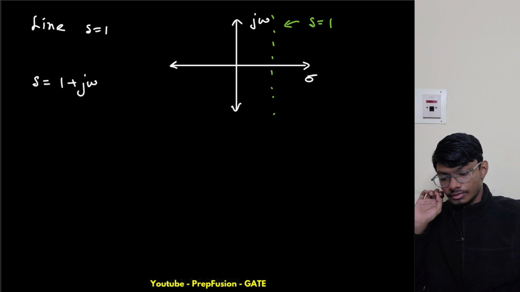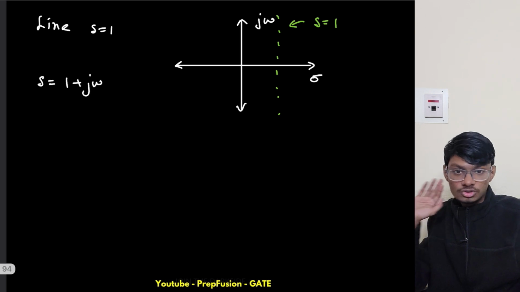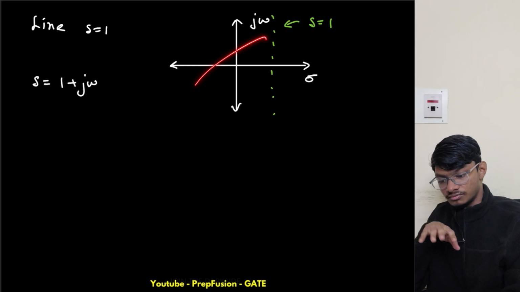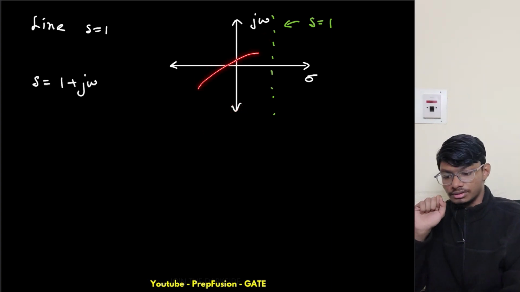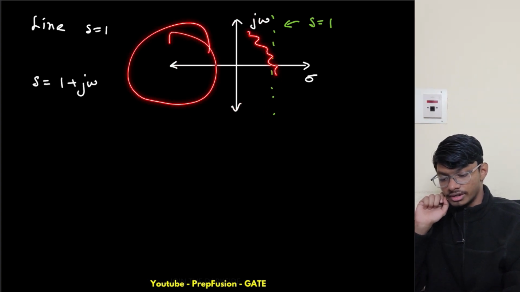So now what are they asking? They are not asking about how many roots are on the left hand side of my j omega axis. They are asking me how many roots are on the left hand side of this s equals to 1 plane. So it is very important. How many roots are left hand side of this one, not on here. So also I have to take care of this one.